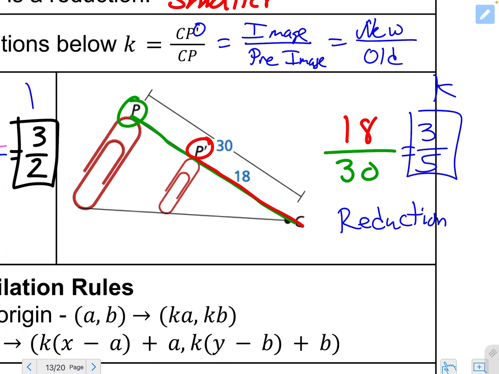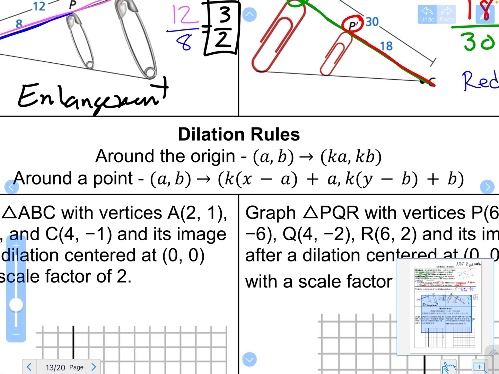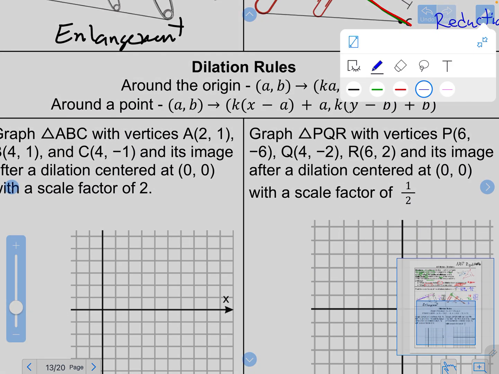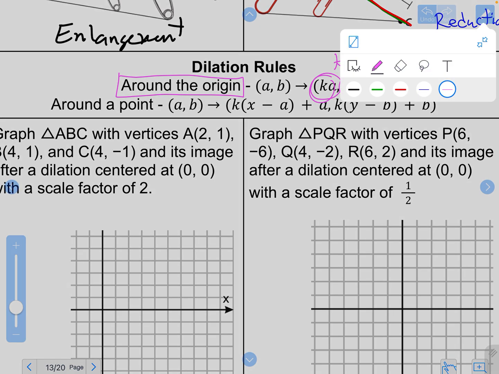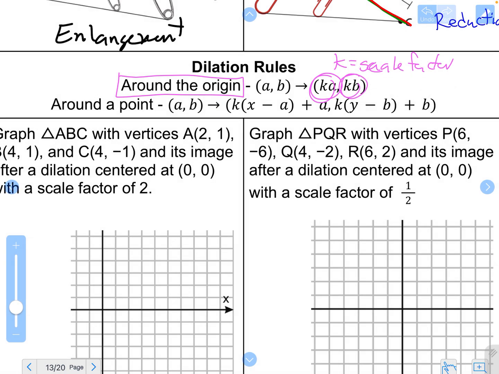Again, that's our K for those. So we have two key dilation rules. We have our dilation around the origin, which is the super simple, super easy one. We just take our pre-image points and multiply them by our scale factor. Again, K equals scale factor. If we instead dilate around a point, we have a much more complex equation, which we're going to get to later in a couple of examples.